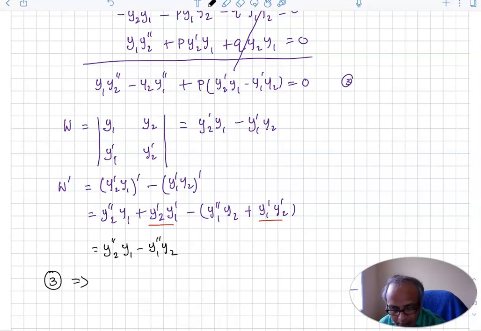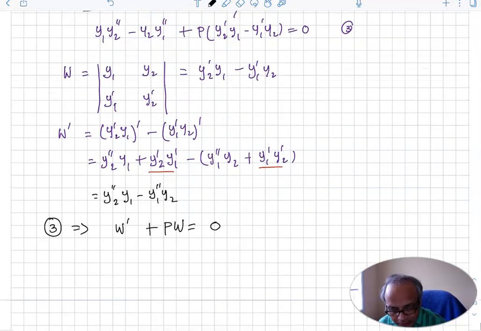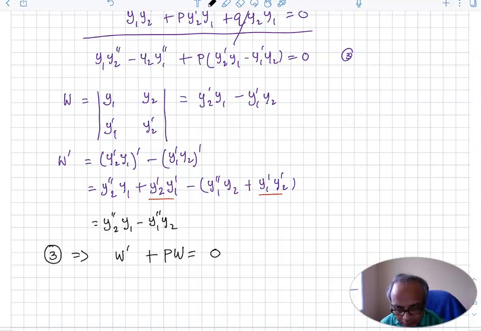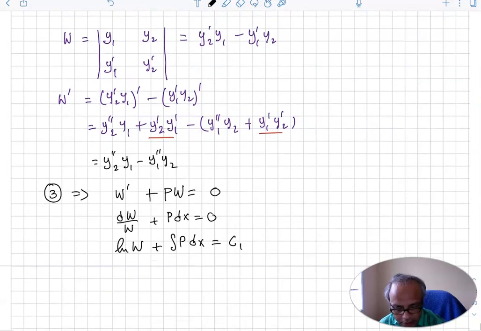So you can modify equation 3 and you get a simple, nice first order differential equation. This is separable, or it is a linear equation, so you can find an integrating factor. It doesn't matter because we want to find the solution. So let's look at the separable approach. We separate, and it equals 0. Now we integrate: ln of W plus the integral of p dx equals a constant c1.